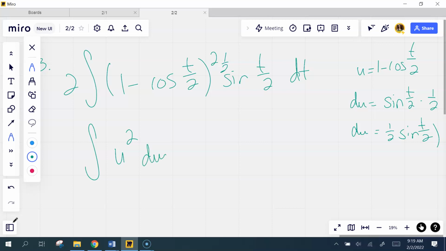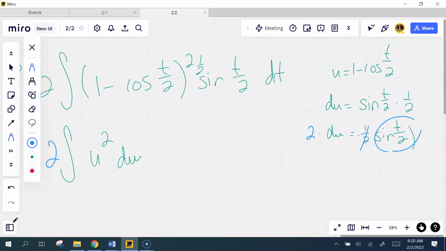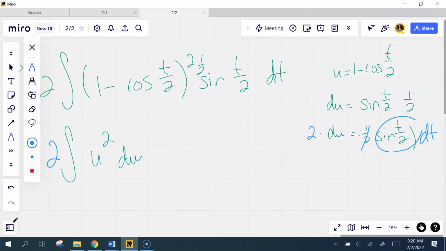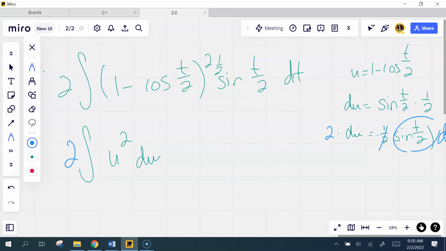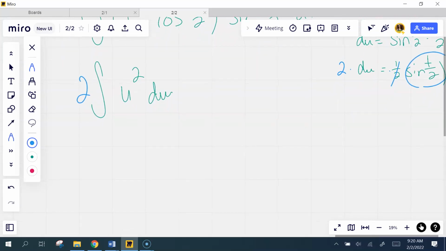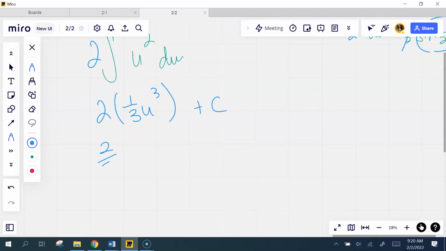So now y'all see that? Or you could come here and times both sides by 2 so that it's gone. So sine of t over 2 dt is 2 du. What is the antiderivative of u squared? So I have 2/3 u cubed plus c, and then plug in your u. What was u? 1 minus cosine.